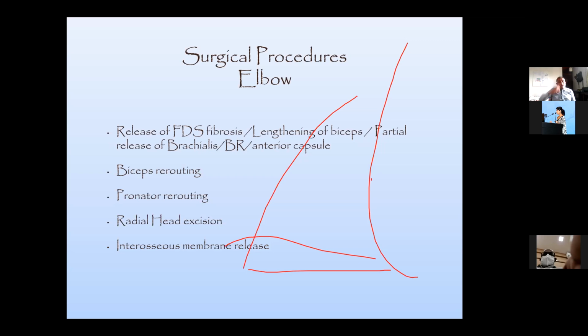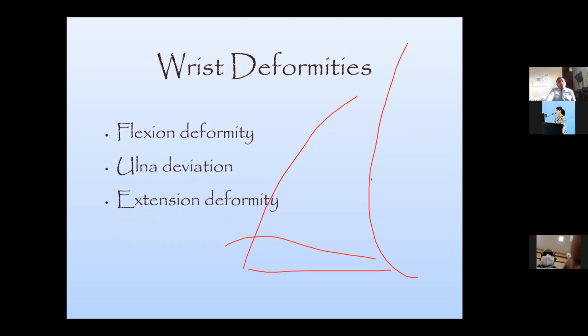For the supination deformity, we do biceps rerouting. For pronator deformity, we can do the pronator rerouting. And sometimes, because the proximal radio-ulnar joint is dislocated, we have to excise the radial head and transfer the biceps to the ulna. That is surgical detail, and I'm not going to go into detail.